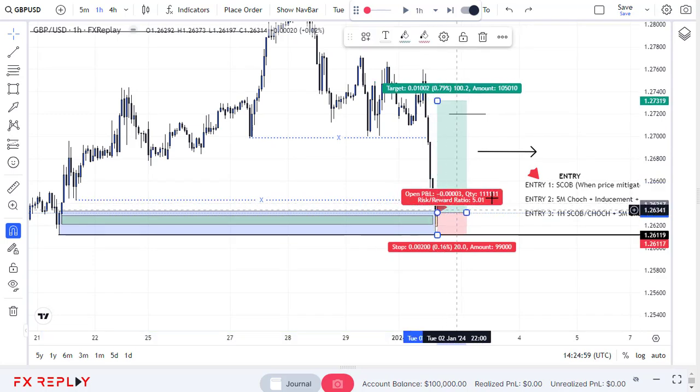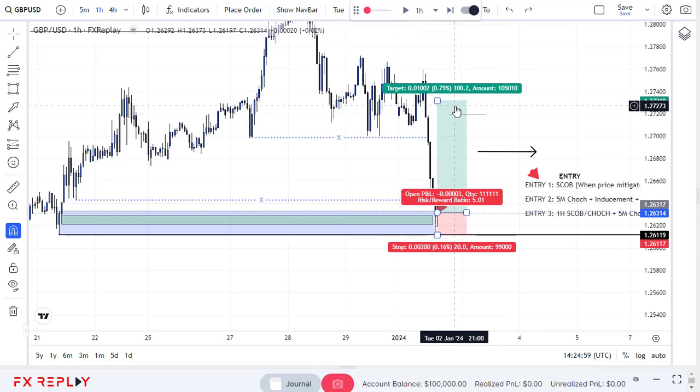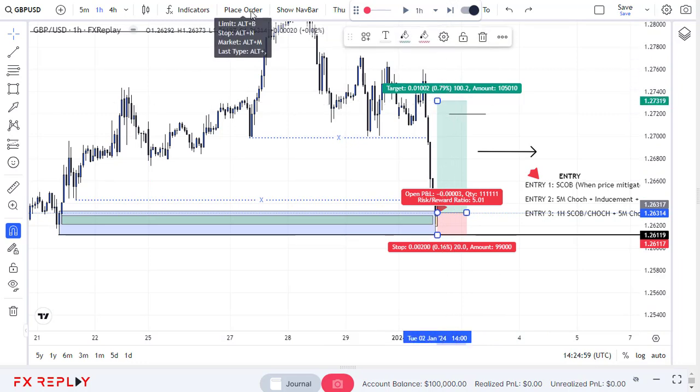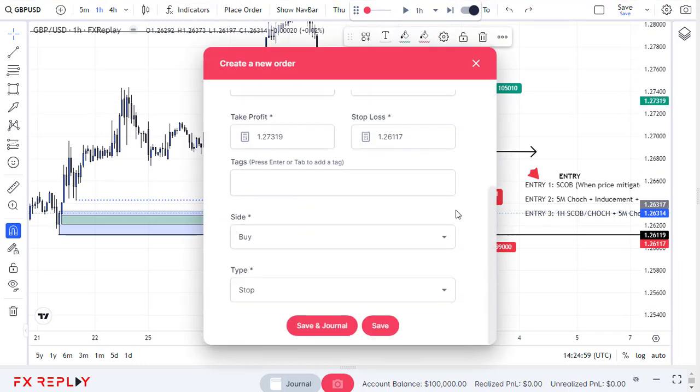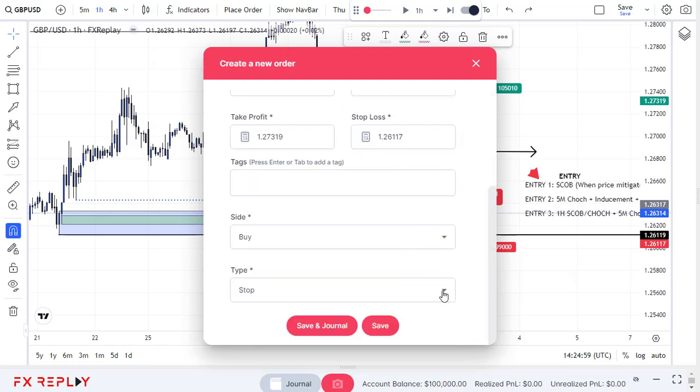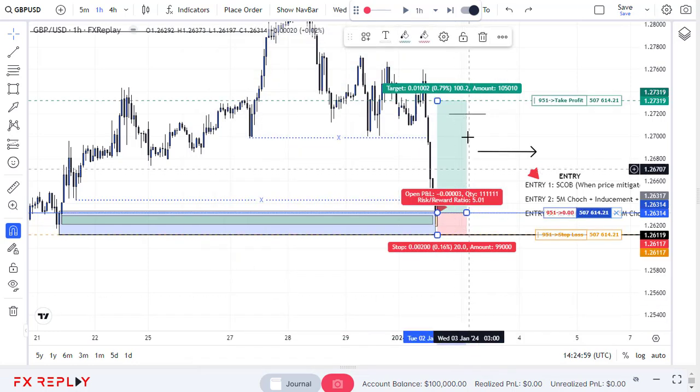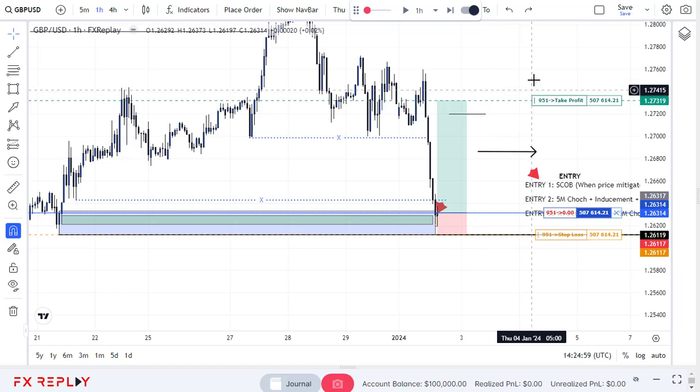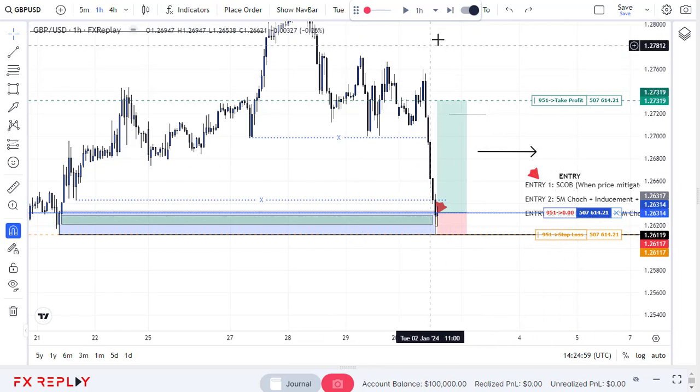Let me adjust that again. Okay, let's play this. Before we play, let me enter the trade. Place order. All right, 1%. So I'm risking 1% to earn 5%, and then it was a market entry, so market execution, save, and then right here we want to play. So the trade has been set. You can see my entry up there. You can see my take profit. So now I'm going to play price and see.